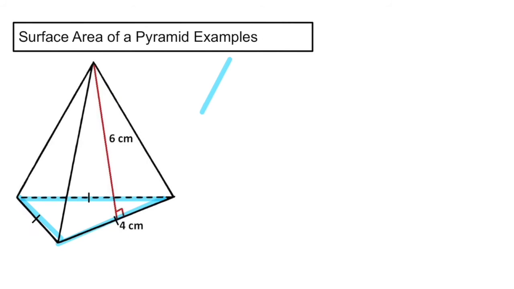Let's do another example. We're going to start with this pyramid that has an equilateral triangle base. In order to find the area of this triangle, I still need to find the height of this triangle. To do that, I'm going to split my equilateral triangle into two right triangles. This is now a 30, 60, 90 triangle. So by using my 30, 60, 90 patterns, I know that the altitude is 2 square root of 3.